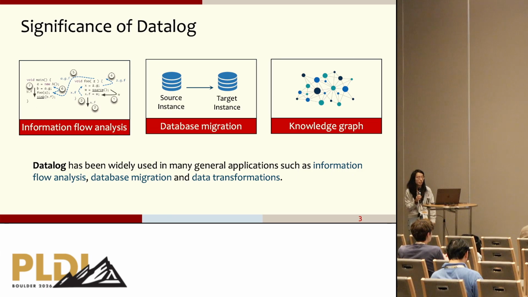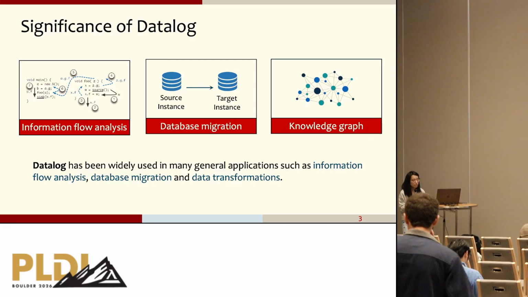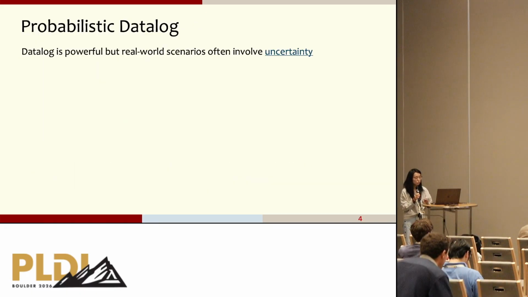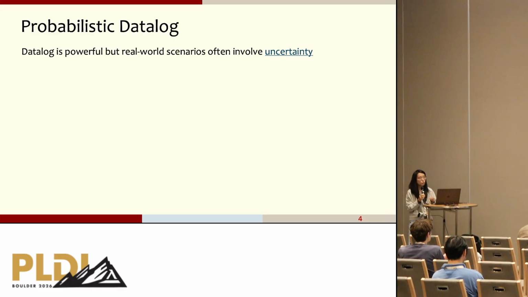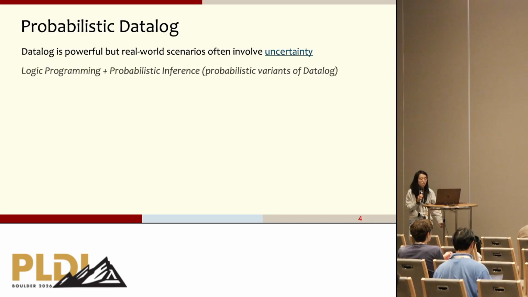So why do we care about Datalog? Datalog has been widely used in a lot of applications, like information flow analysis, data race analysis, database migration, data transformation, or knowledge graph representations. So those are good. Datalog is pretty powerful in a lot of applications. But then, a lot of times, real-world scenarios often involve uncertainty. So this requires us to combine logical programming with probabilistic inference together.